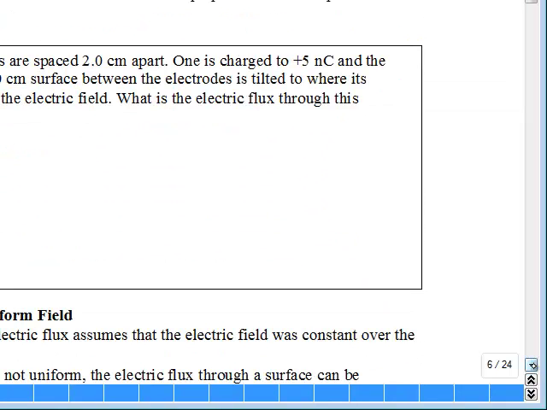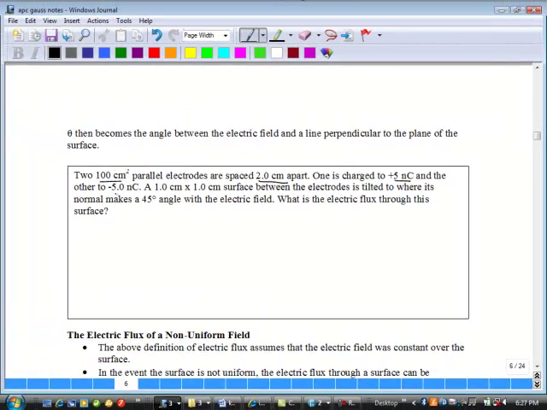Two 100 centimeter pair electrodes are spaced 2 centimeters apart. One is charged to 5 nanocoulombs, the other -5. A 1 by 1 centimeter surface between them is tilted to where the angle makes 45 degrees. What is the electric flux through this? Okay, so what are we going to do? We've got two parallel plates that are 2 centimeters apart. They're charged to 5 nanocoulombs, the other to -5, and we've got a surface between them.